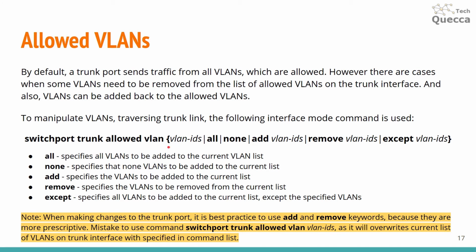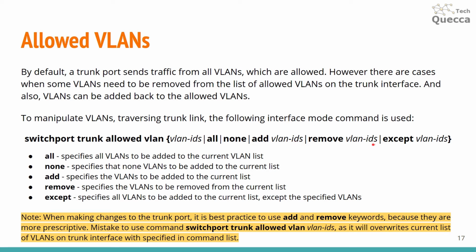And then we have actually some options. We can specify just the VLANs which we want to be added to the trunk link, or we have, for example, the option all, which specifies all VLANs to be added to the current VLAN list. We have the option none, which specifies that no VLANs are to be added to the current list. And the option add and VLAN IDs. This option specifies the VLANs in the VLAN ID list to be added to the current VLAN list.